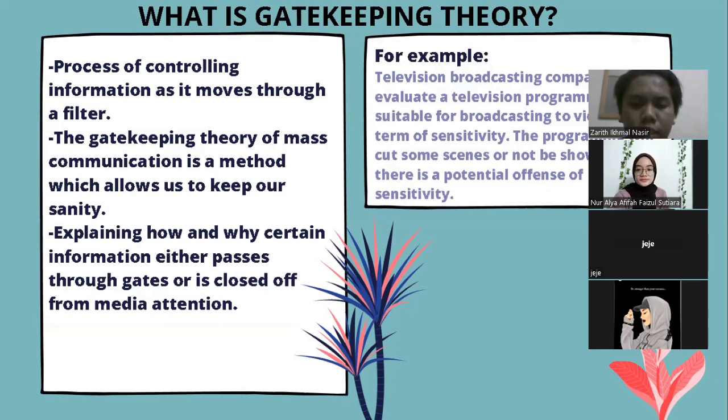Gatekeeping theory describes the powerful process through which events are covered by the mass media, explaining how and why certain information either passes through gates or is closed off from media attention. For example, a television broadcasting company evaluates whether a television program is suitable for broadcasting to viewers in terms of sensitivity. The program will have some scenes cut or not be shown at all if there is a potential offense of sensitivity.